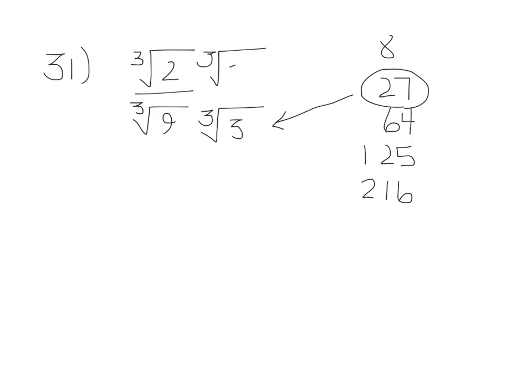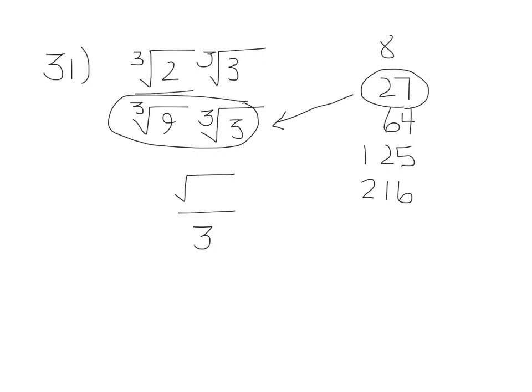So I'm going to multiply the top and bottom of my fraction by the cube root of 3. And by doing so, what happens is cube root of 9 times cube root of 3 is cube root of 27, and cube root of 27 is 3. So I've eliminated the radical in the bottom of my fraction.